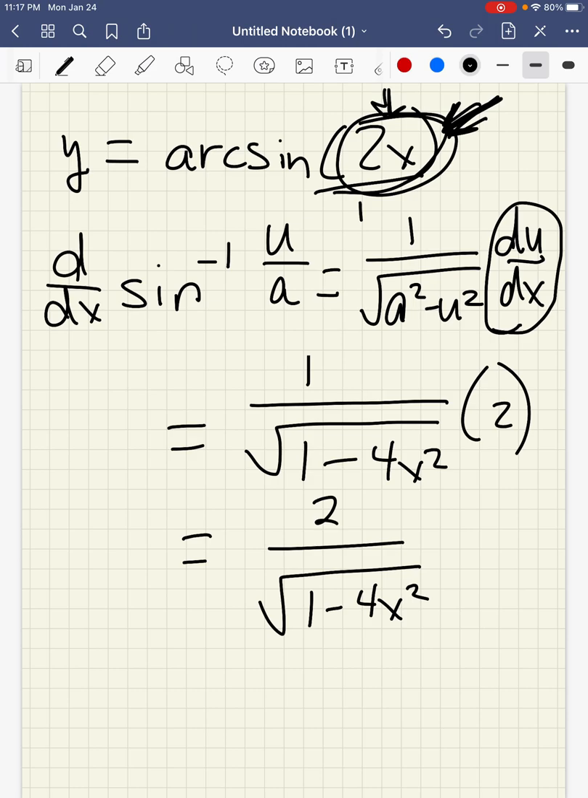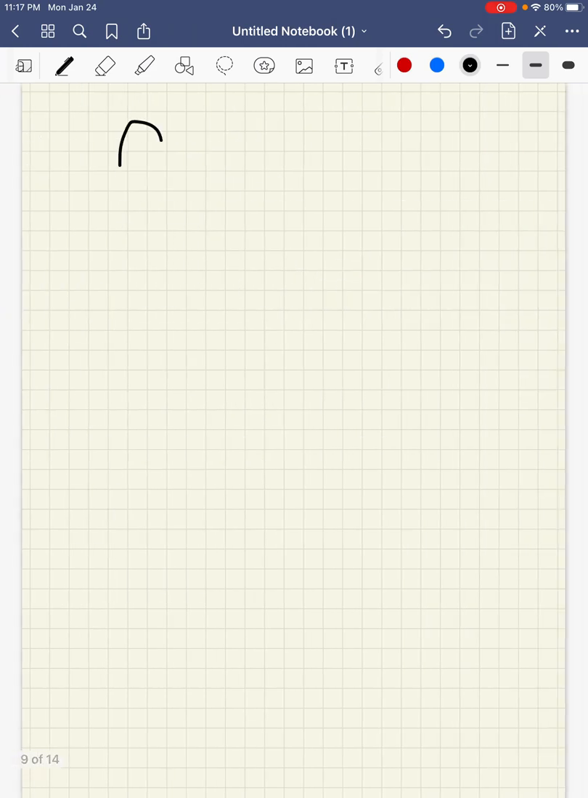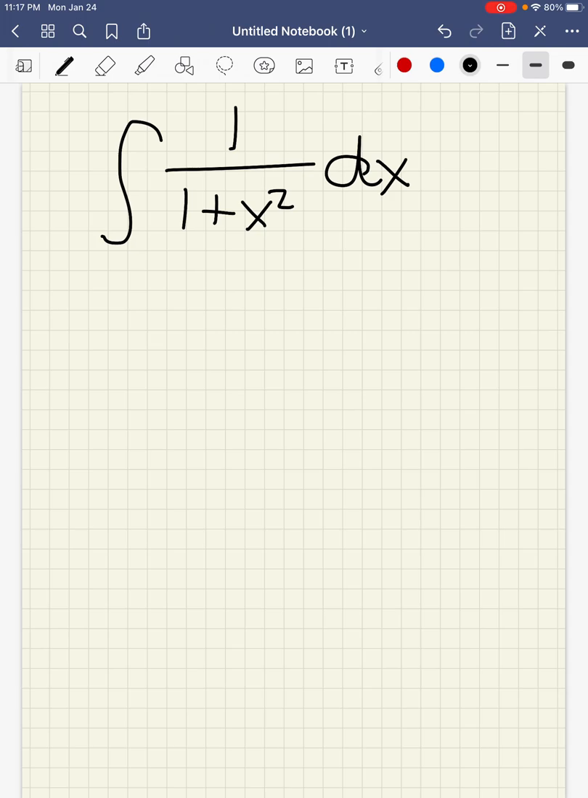All right, let's try one more of these. It's a little bit different. This is the integral of 1 over 1 plus x squared dx. So we want to look for the answer to a derivative in this form right here. So this could be a over a squared plus x squared. So let's just look. What do we have? Looks like it's the inverse tangent, isn't it? Because inverse tan was this.